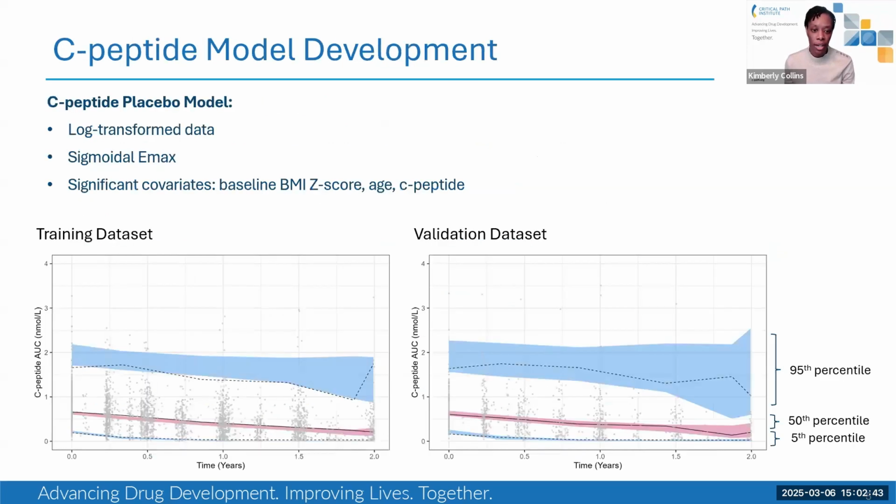Now I will briefly describe each univariate model. C-peptide decline was best described using a sigmoidal Emax equation after data were log transformed. Significant predictors of C-peptide decline included baseline BMI, baseline age, and baseline C-peptide. Shown below are the visual predictive checks for the training and validation data sets based on an 80-20 split, indicating good predictive performance.